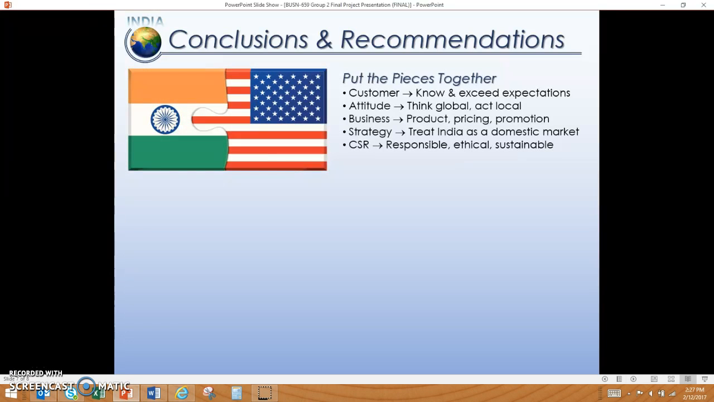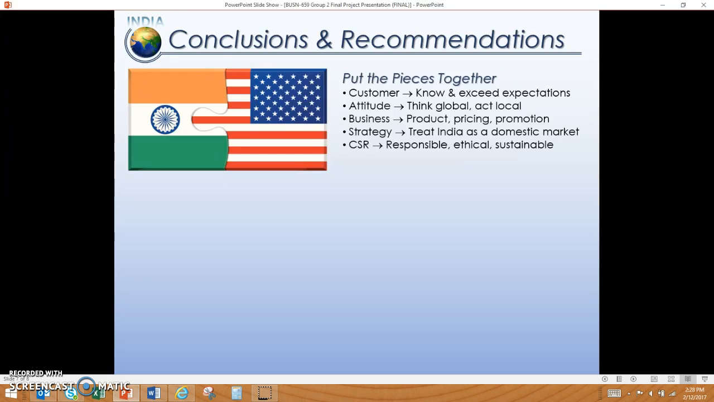Put the pieces together. Know what Indian customers want and exceed their expectations. Embrace a global mindset, but screen all actions through a local filter. In terms of business operations, focus on getting the fundamentals right for the Indian market. Never forget the 3 Ps: product, price, and promotion. Strategy is both simple and hard. Treat India as another domestic market. Anything less is a shortcut that will likely lead to disappointment for all shareholders.